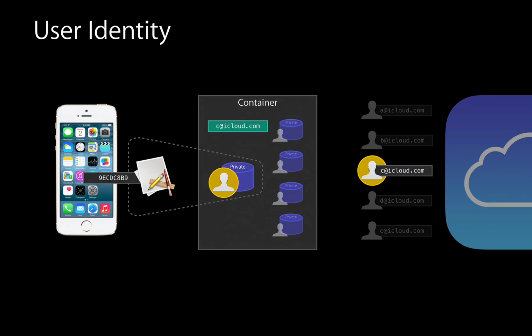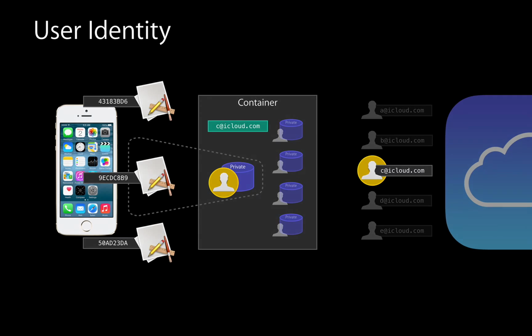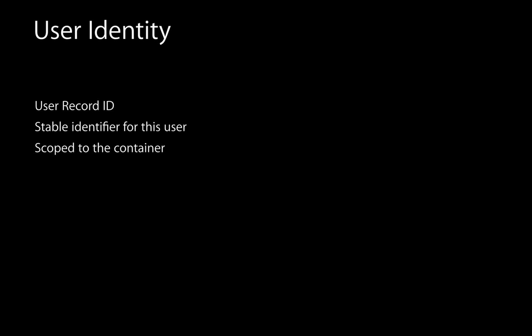Note that different applications running on your phone, because they're talking to different containers, are going to get back different container-scoped record identifiers for the same user. This goes back to what we talked about in the beginning, that we've got user encapsulation. So, user identity. We expose user identity via our API as a user record ID. It is a stable identifier for this user. It will be the same for your application no matter where your application is running. It's scoped to the container, so two different applications are going to come up with different identifiers for the same user. This is a feature.